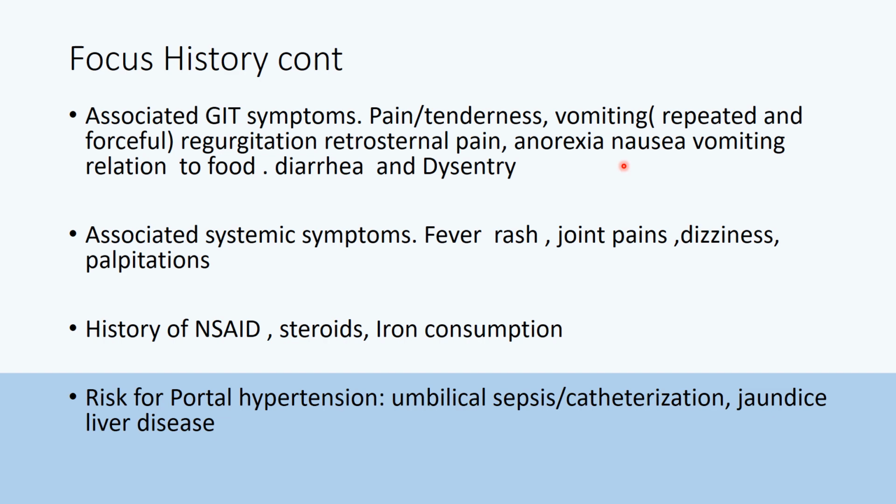Diarrhea and dysentery can also be contributory if we have lower abdominal pains and cramps. Associated symptoms in the other systems like fever, rash, joint pain, and dizziness and palpitation. We can think about vasculitis, HSP, and other connective tissue disorders.